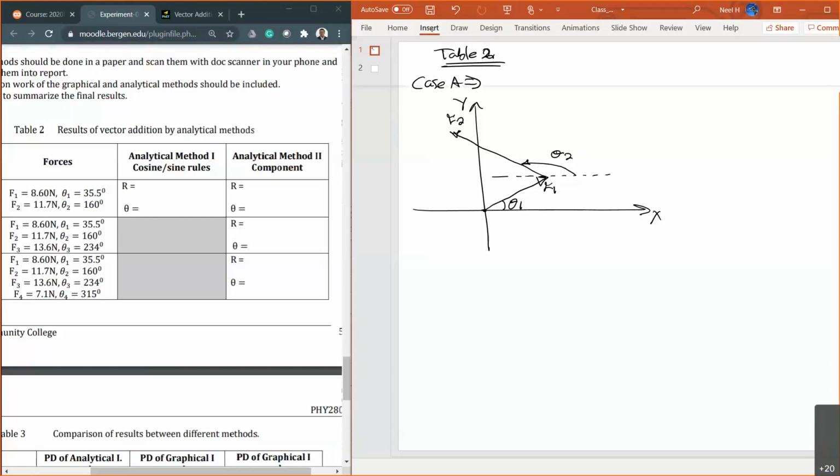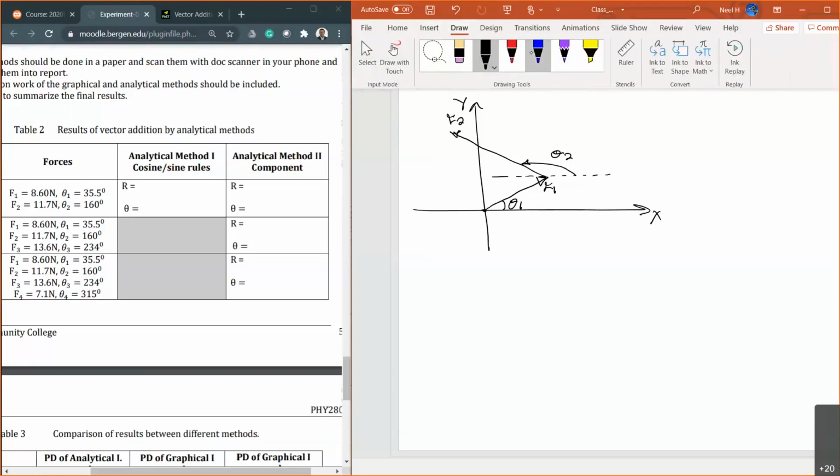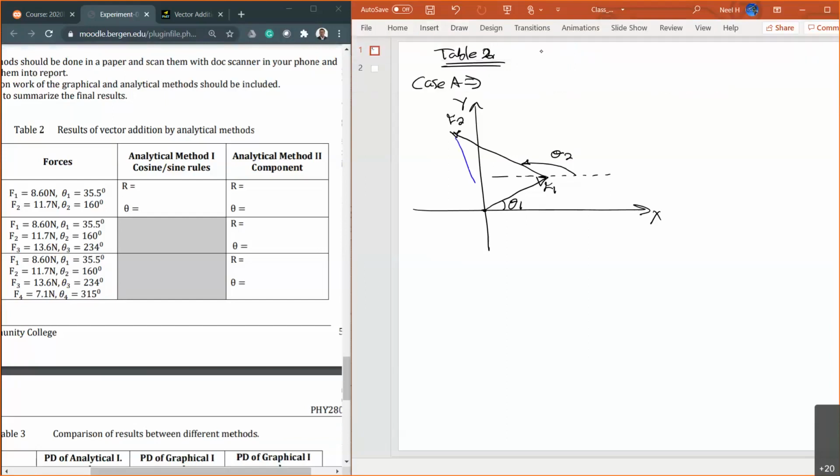Okay, if you take a look at this sketch, you can see this should be the resultant, right? That is the resultant R. And the angle of the resultant should be this angle, right? Because we would like to measure that from the positive x. Now we need to find that R first, right? And also we would like to find that theta.